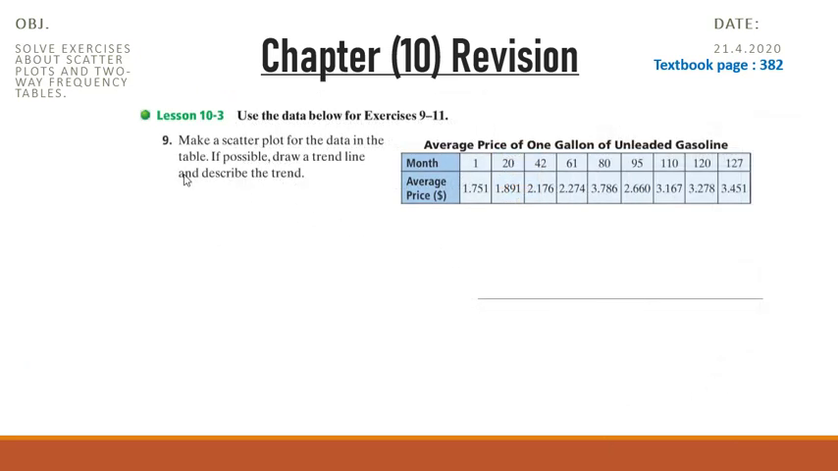In question number 9, make a scatter plot for the data in the table. If possible, draw a trend line, if you can, of course. You will be able to draw a trend line if the data is linear. If there is no association, you will not be able to draw a trend line. And describe the trend.